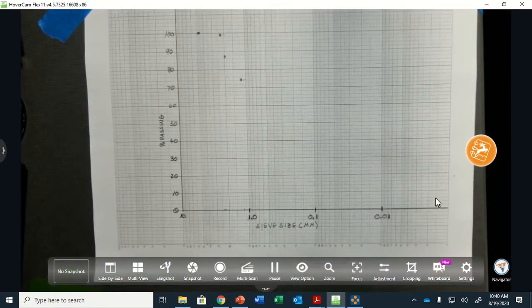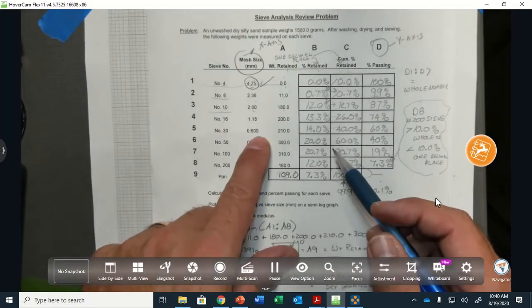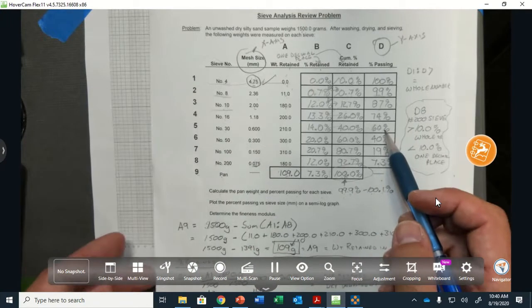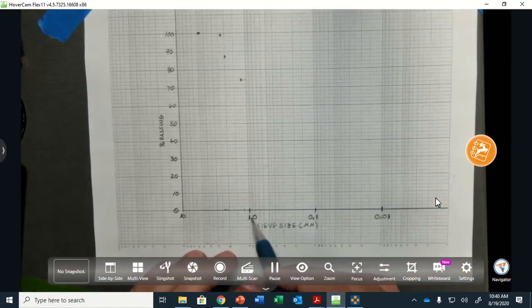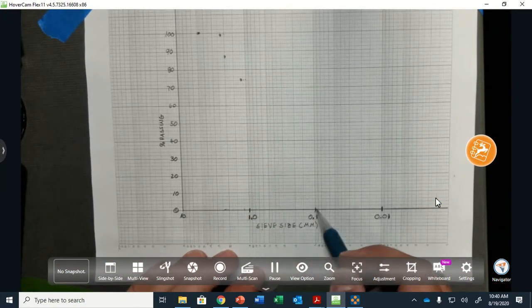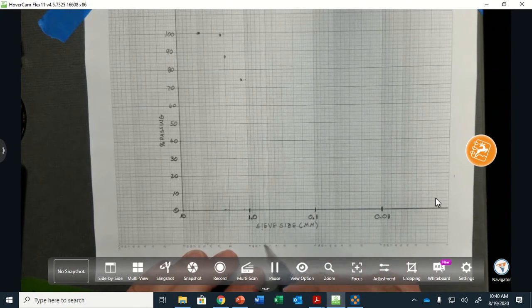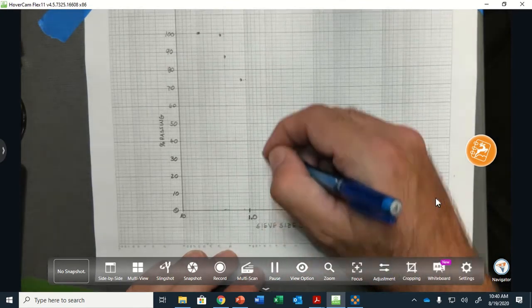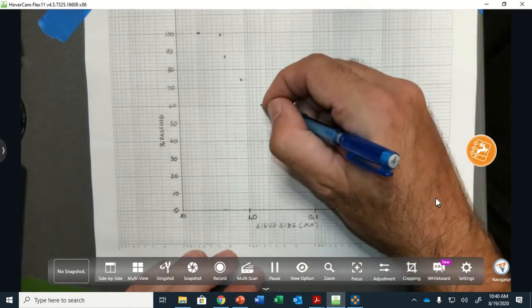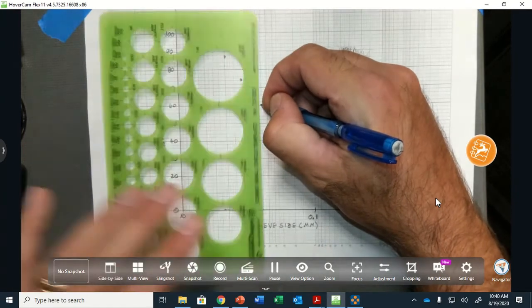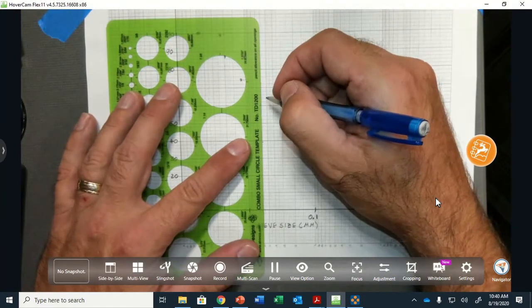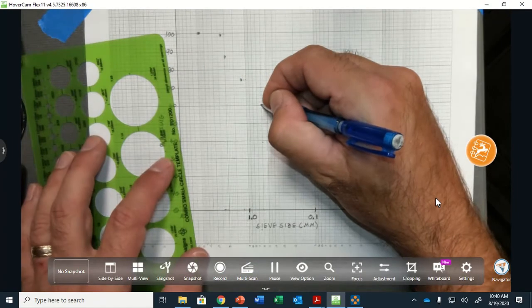Okay. All right, next one, 60%, and then we have the number 30 sieve, which is 0.6, and we're at 60%. 0.6, so 0.1 to 1, so this is it right here. So here's 0.6, and then I go to 60%. Again, I'm making sure. There we go.